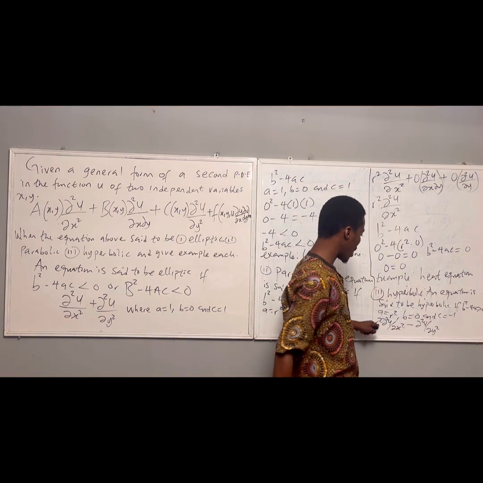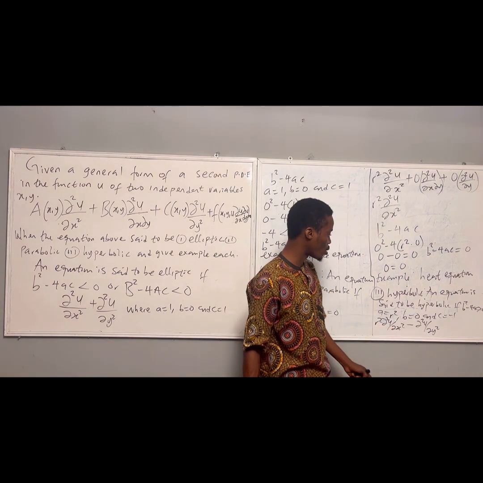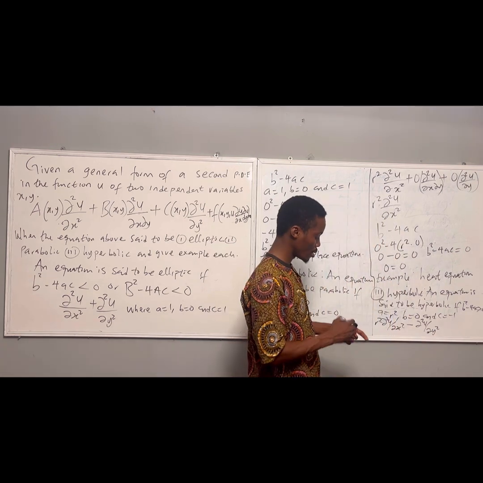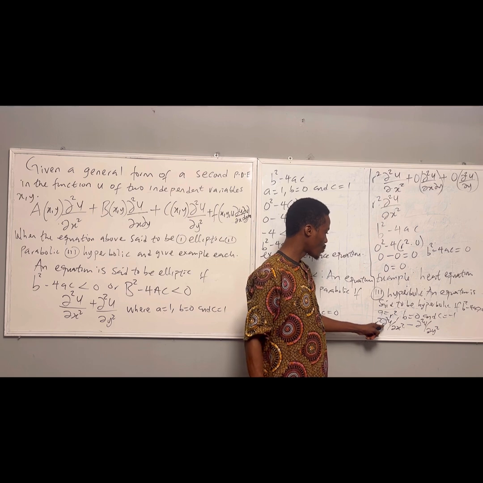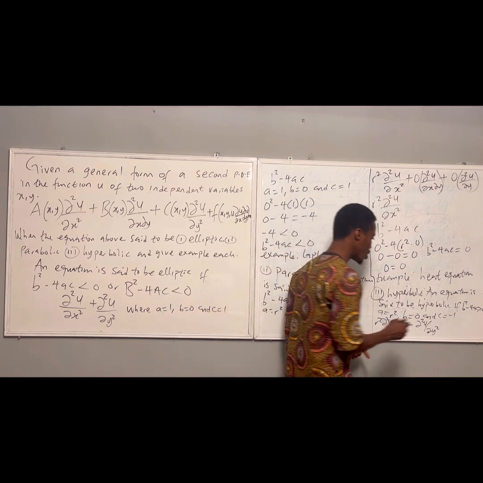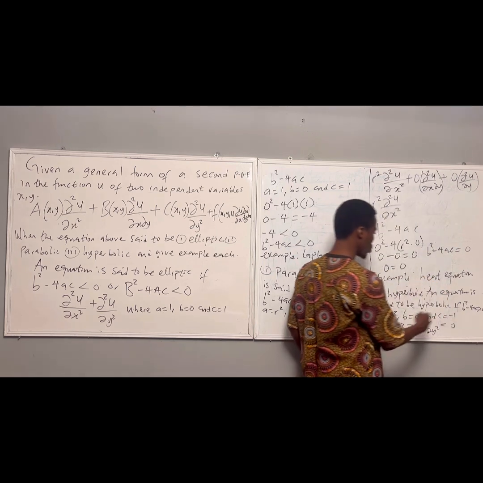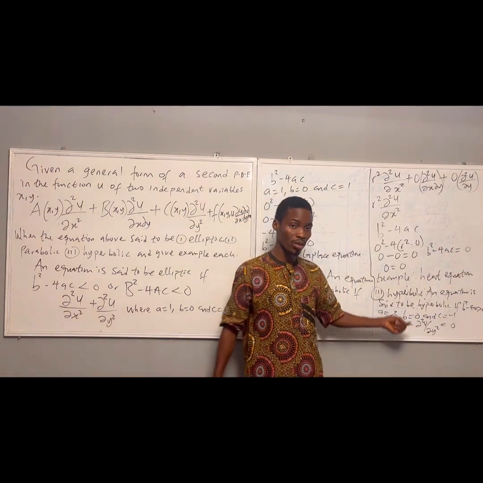If you have something like r square, the square u over the x square minus the square u over the y square, this is a delta. It's a Greek letter. So if you have something like this, it must be r square minus 1, because it must be greater than 0. So it's a hyperbolic equation.